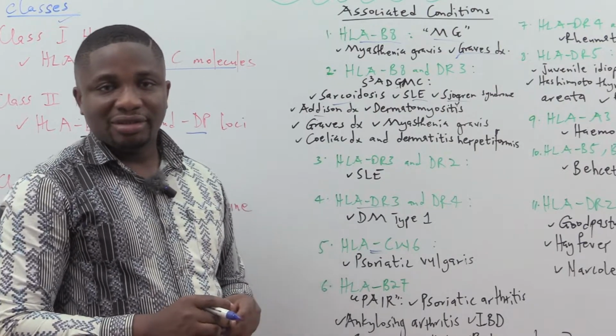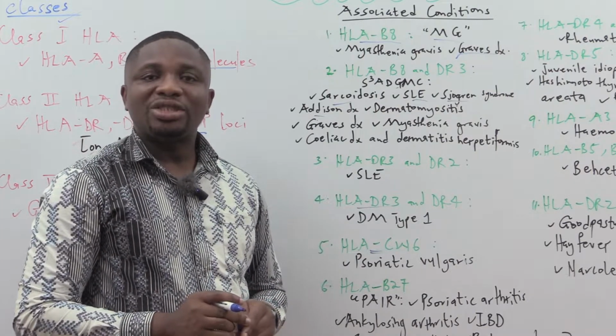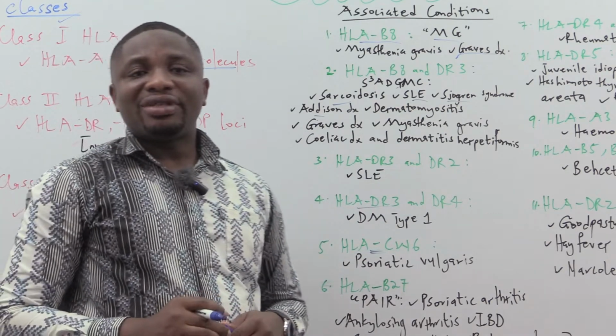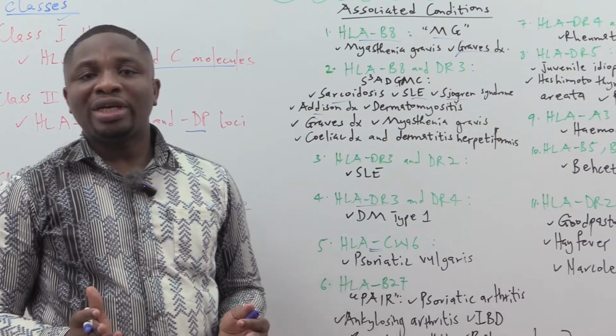Psoriasis vulgaris. That should be the associated condition. Then we'll move to the next one. That will be HLA B27. The moment you hear B, you know that it belongs to class 1 HLA.